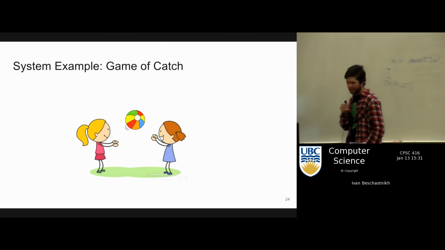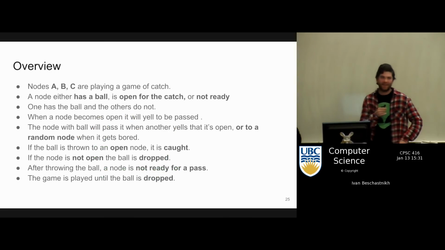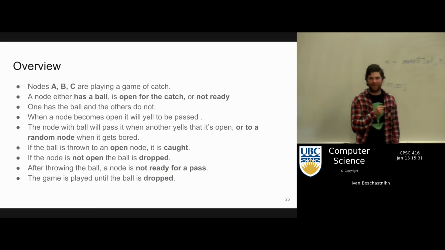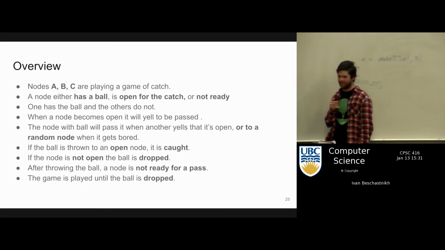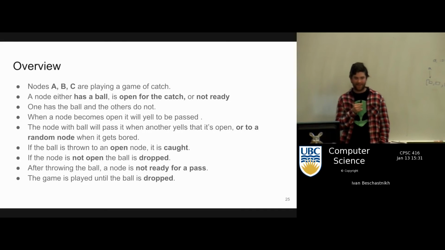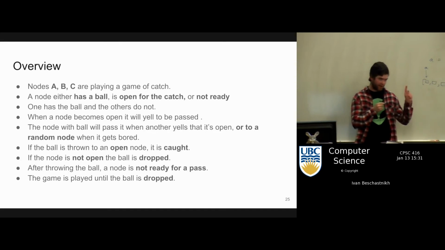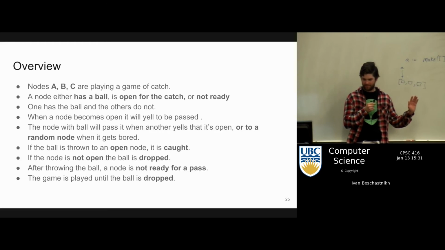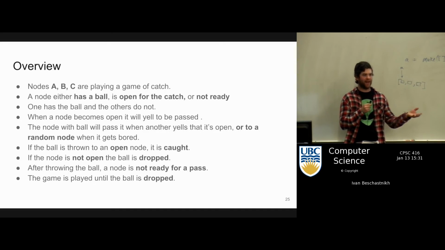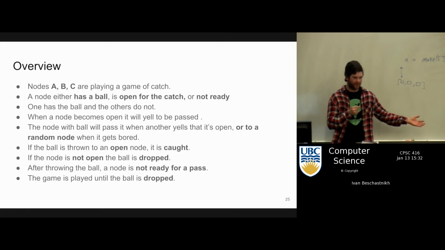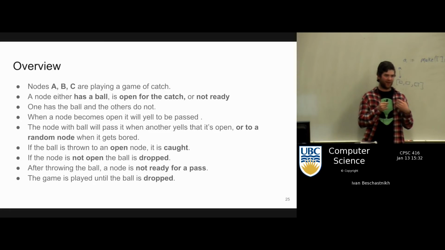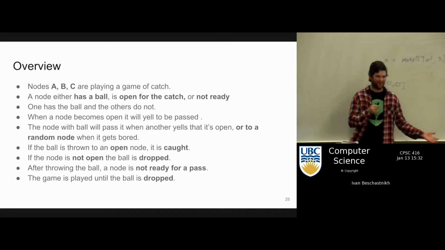Okay, so Ivan is going to give you something that looks a little bit like this. Some very concise English language that says exactly how the system's supposed to behave. So in this game, there are 3 nodes, A, B, and C, playing a game of catch. The node either has the ball, is open for a catch, or is not ready. One node has the ball, the others don't. The node with the ball will wait for a node to say, give it to me, I'm open, or it'll become impatient and throw it to a random node in the system. If a node that is not ready gets the ball passed to it, it's just going to drop it and the game ends.